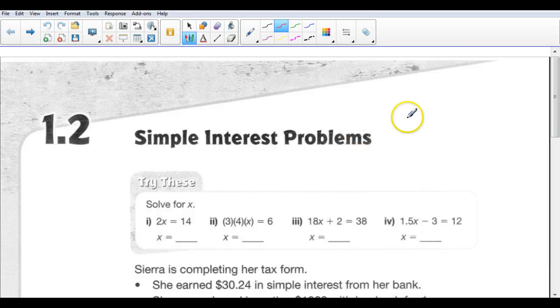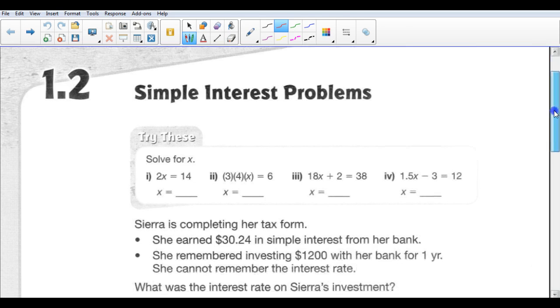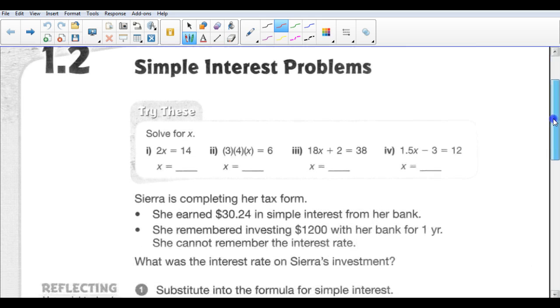Okay, now we're going to do some simple interest problems. We're going to be taking the interest formula, I is equal to PRT, and we're going to be moving it around a bit and coming up with other variations of the same formula just using some simple algebra, and I'll show you how that works.